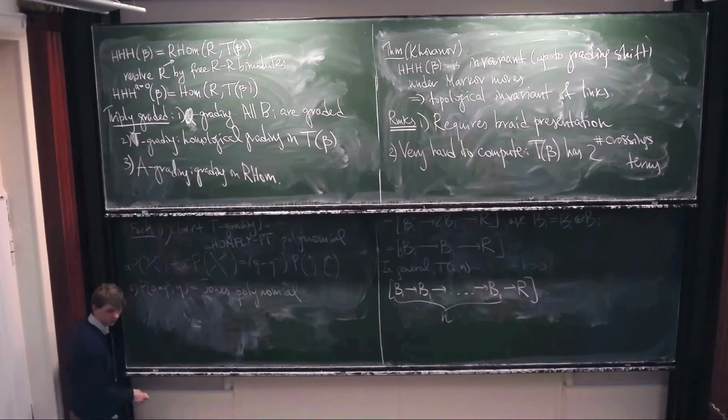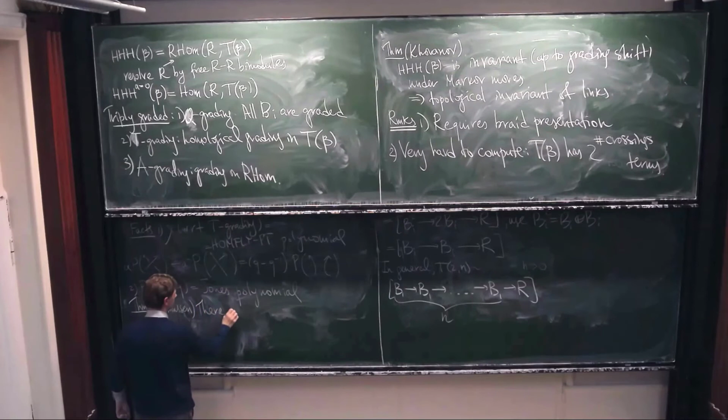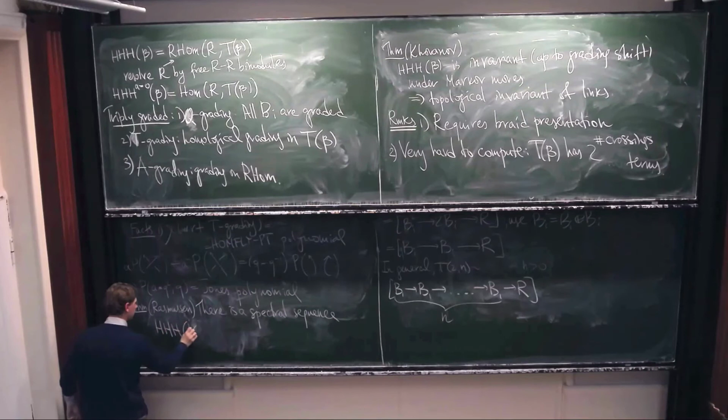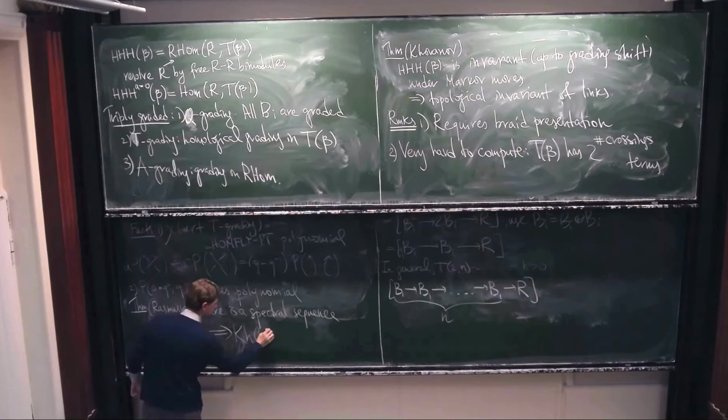So the theorem of Rasmussen says that there is a spectral sequence from HOMFLY homology of K to Khovanov homology of K. So Khovanov homology categorifies the Jones polynomial.